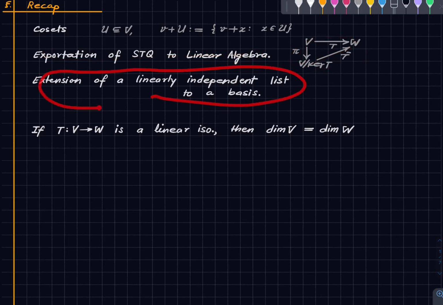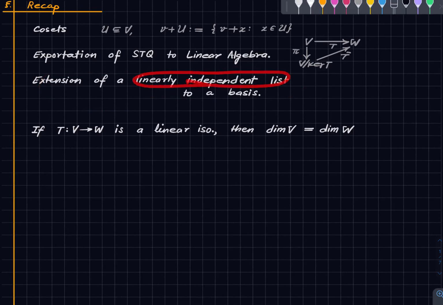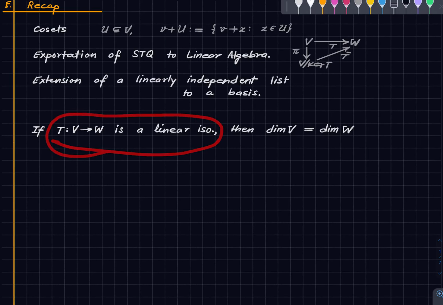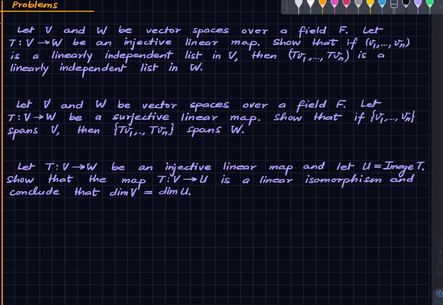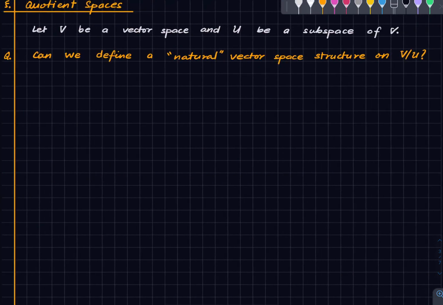Then we need to know the fact that any linearly independent list in a vector space can be extended to a basis. This is very, very basic. We discussed this way earlier. And lastly, we need to know that if we have a linear isomorphism, then the dimensions of the domain and the target space are the same. All right, so let us continue. Here are some problems for practice. And now let us get started.